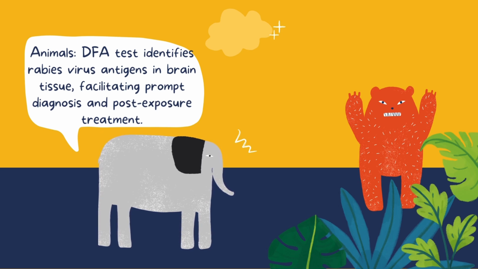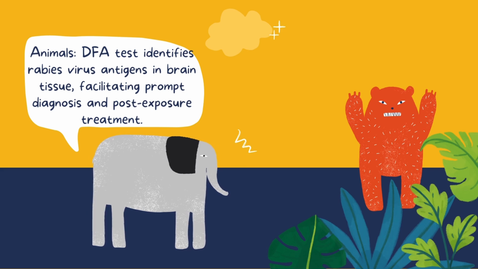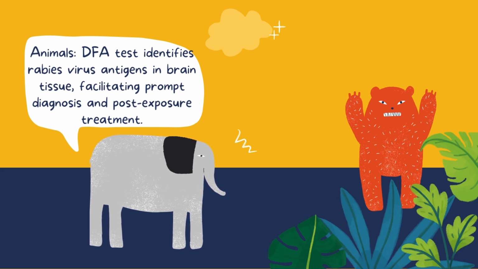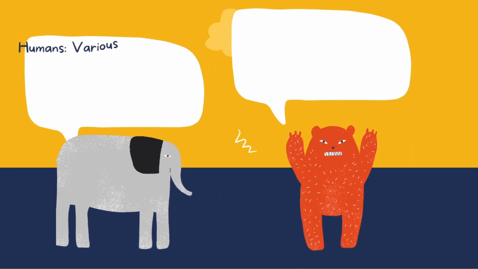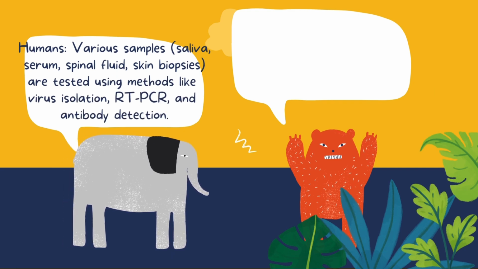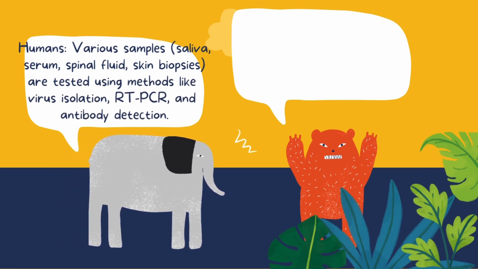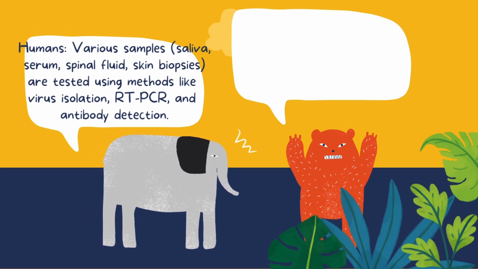Now, to confirm rabies in animals, brain tissue from a specific region, ideally the brainstem and cerebellum, is required, and this necessitates putting the animal to death humanely. Detecting rabies in humans before death involves multiple tests on various samples like saliva, serum, spinal fluid, and also skin biopsies from the neck.